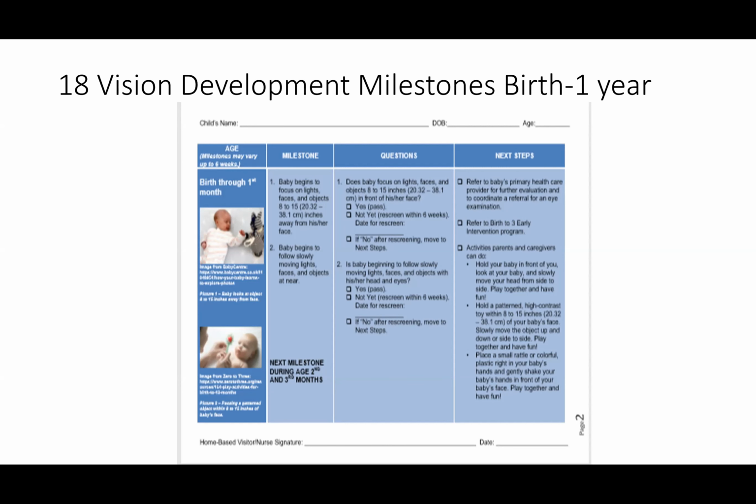Once we put the child's name on the top, the date of birth, and the age of the child, where it says at the bottom home-based visitor nurse signature, you can draw one line through home-based visitor nurse and just put teacher or assistant teacher, the advocate, whoever is doing it. The advocate will do it at enrollment. Subsequent questionnaire questions will be asked and done by the teacher.